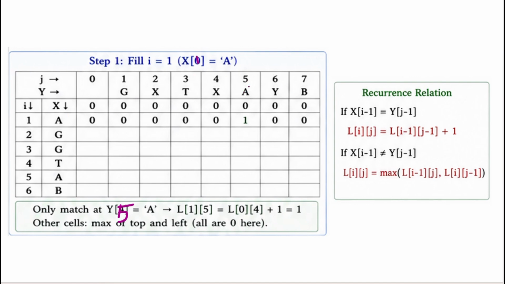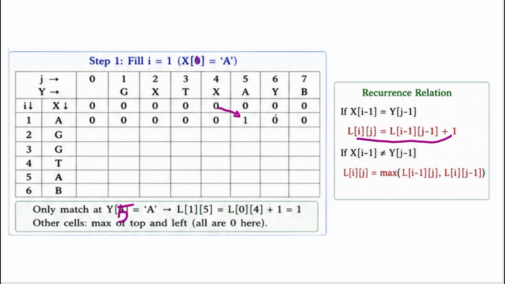So the fifth character of the y is matched with the first character of x. Then add the diagonal value with 1. Okay, this is the procedure. If the two characters match, it means diagonal value plus 1. Otherwise, if both the characters do not match, compare the top and left value. Which one is maximum? You put that value here.